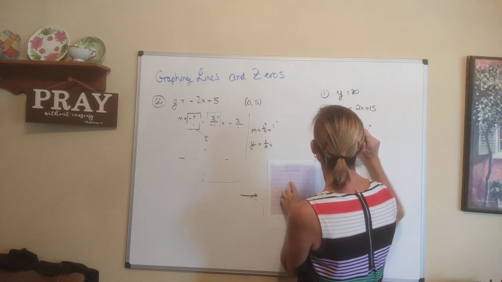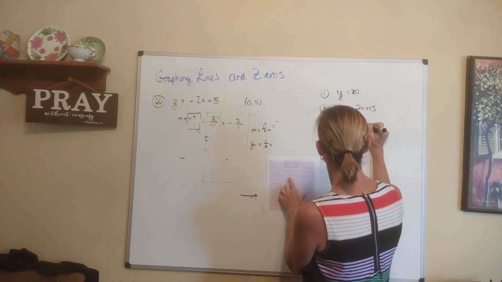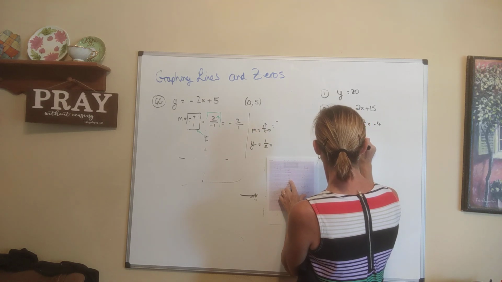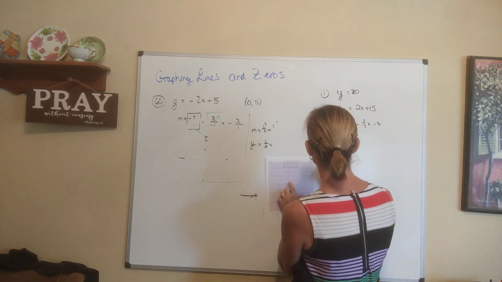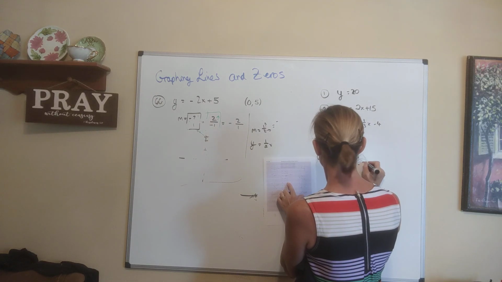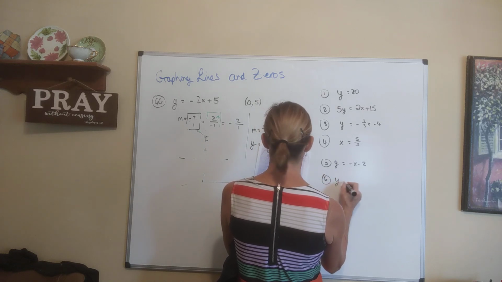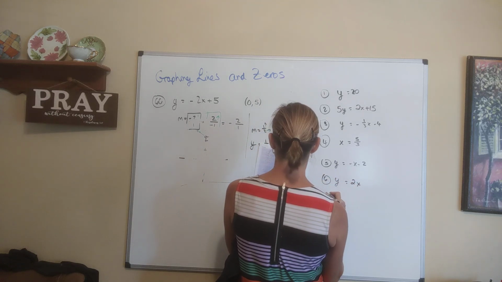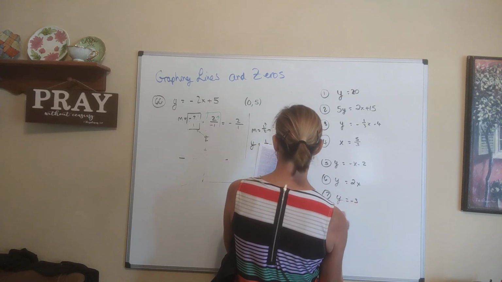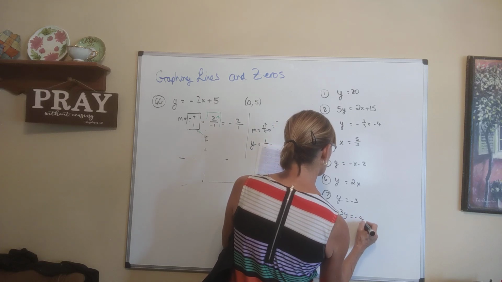Okay, so number 3, y is negative 1/3 x minus 4. Number 4, x is 5/3. Number 5 is y is negative x minus 2. Number 6 is y equals 2x. Number 7 is y equals negative 3. Number 8 is 3y is negative 4x.